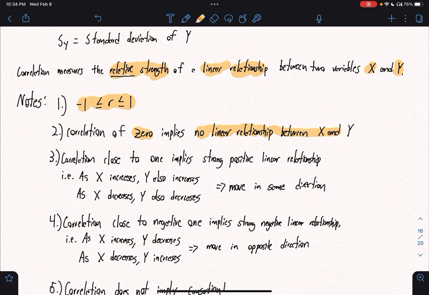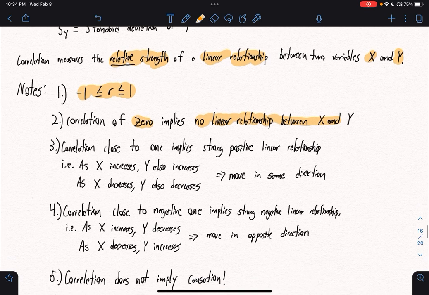By contrast, a correlation close to +1 implies a strong positive linear relationship. What does that actually mean? We're saying that as X increases, Y increases, or as X decreases, Y also decreases. We can think of it as moving in the same direction. That's a positive linear relationship. That's a correlation greater than 0, and the closer it is to 1, the stronger the relationship.